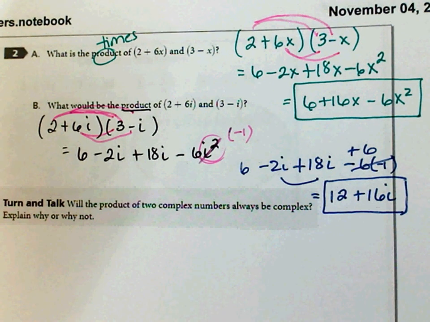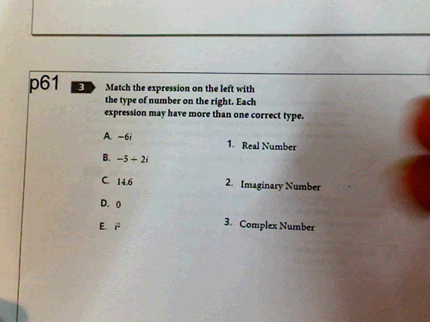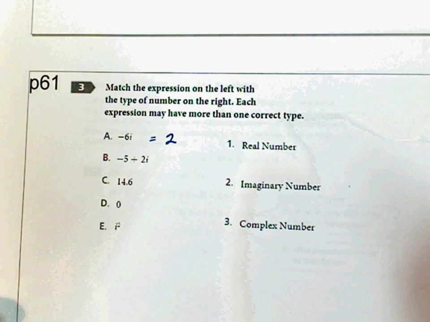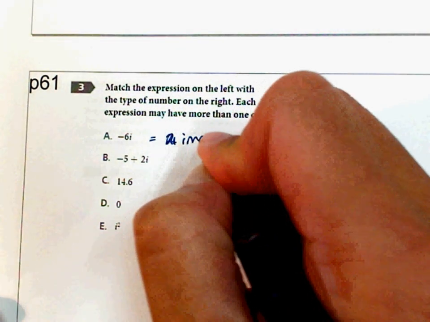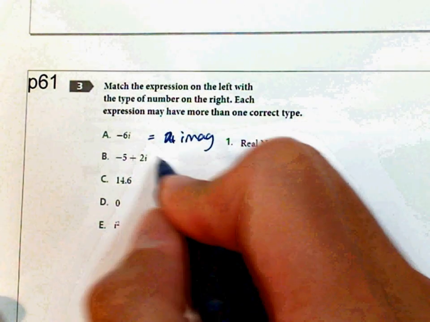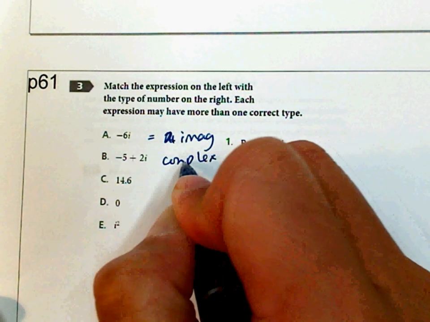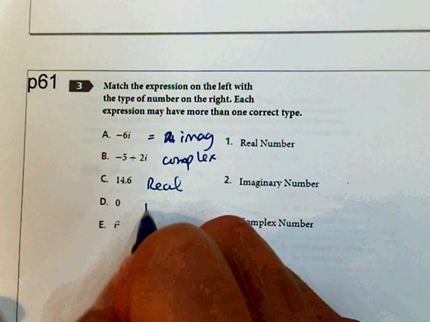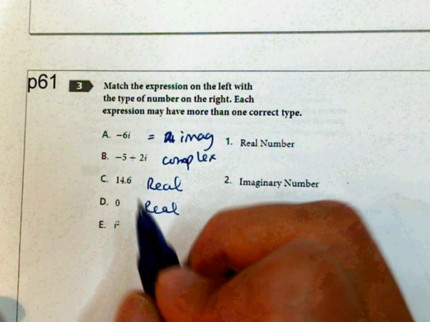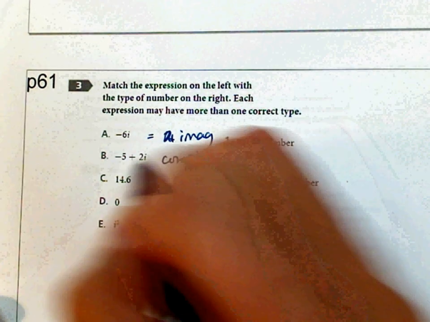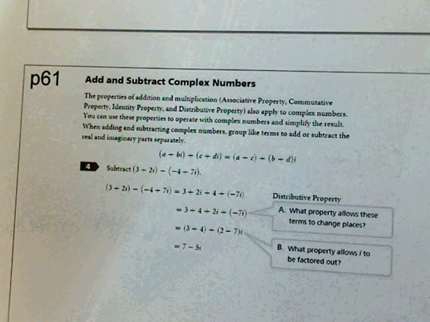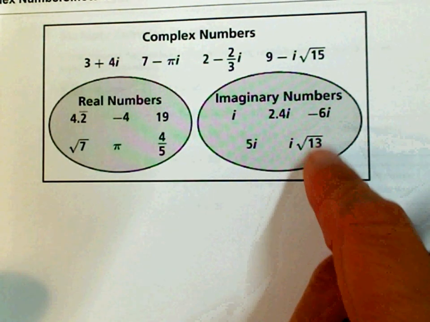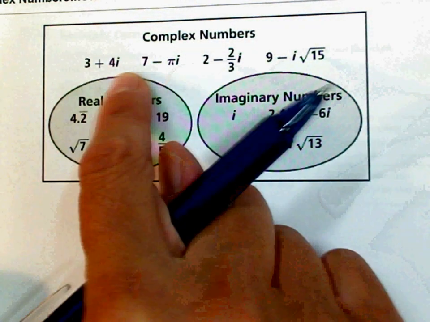All right, let's look at the next part. Here we go. Okay, 6i. You see how there's an i? That's an imaginary number. I should just write imag. Do you see how there's a real in that? That is called a complex number. That one is just a real number. 0 is a real number, and an i squared is just an imaginary. Complex means you have both. So if you want to look at the scenario, here you go. Real numbers, imaginary numbers. Now that has an i, and when you put them together, you have complex numbers.